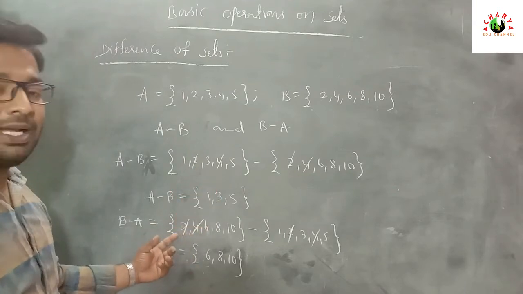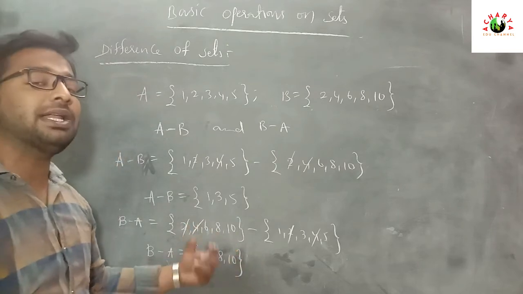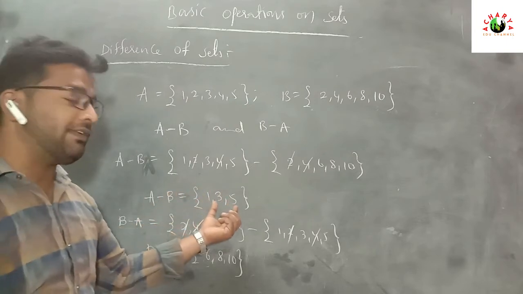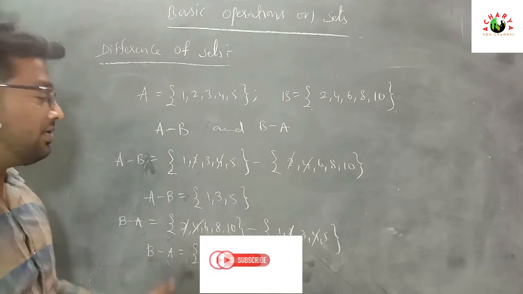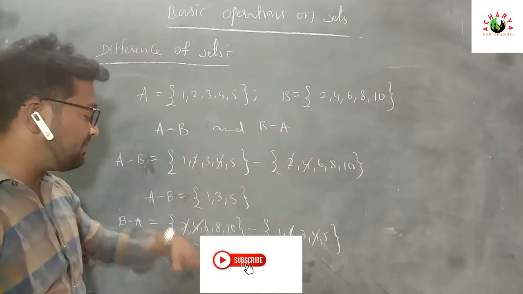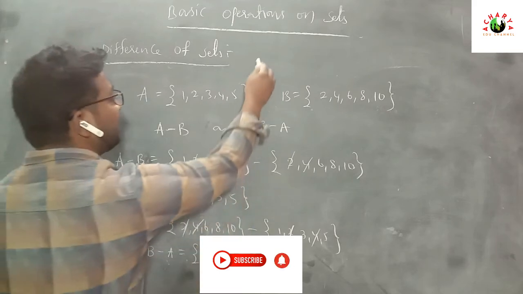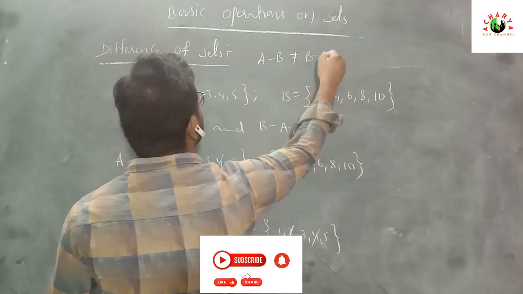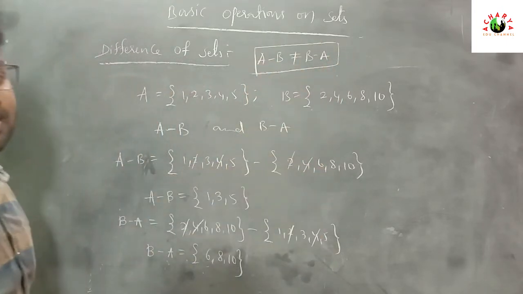When we are doing B minus A, we should cancel the same elements and write the remaining elements in the first set, that is B. So A minus B is 1 3 5 and B minus A is equal to 6 8 10. Finally, based on A minus B and B minus A, we conclude that A minus B does not equal B minus A.